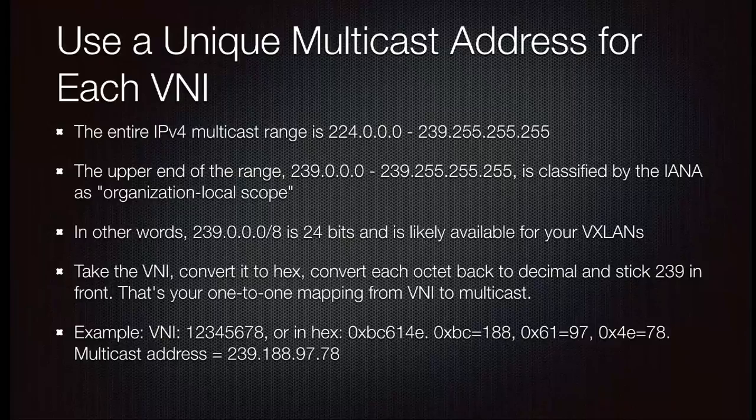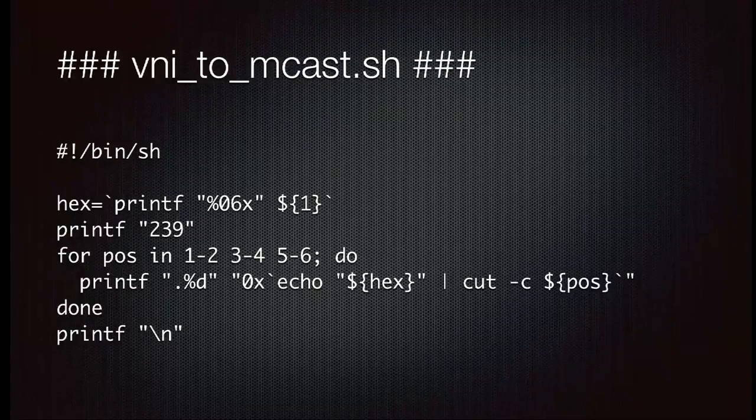Just so happens that 239/8 is reserved for organizational local. So that's 24 bits. We've got 24 bits of VNI. You can easily do a one-to-one mapping between those two. So I typically convert the VNI to hex, stick a 239 in front of it, convert it back to decimal, and there's your address. For example, 1235678 becomes 239.188.9778. And that's pretty straightforward. You can do it in a shell script or whatever you're using. Again, each byte becomes an octet in your multicast group. There it is. And you can copy this from the slides when I get them posted.